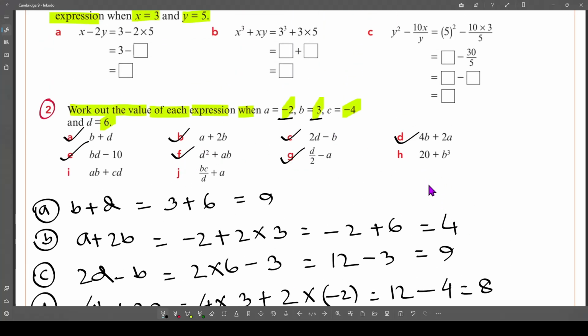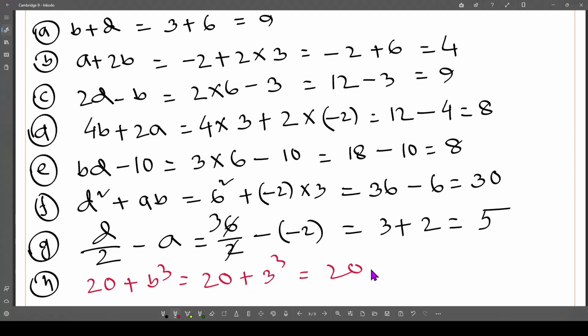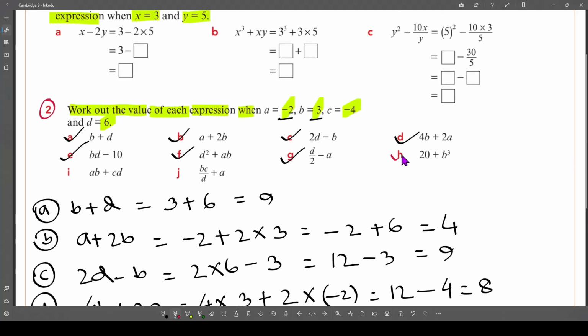Now number H. H, 20 plus b cube. So 20 plus b, which means 3 cube. 3 cube means 27. So 20 plus 27 is 47. Okay, number H done. So we can write in here number I.